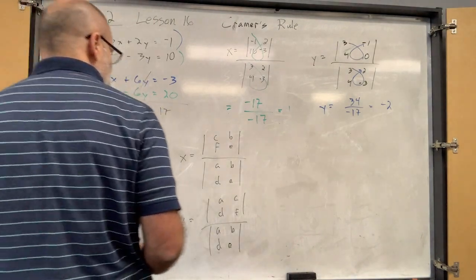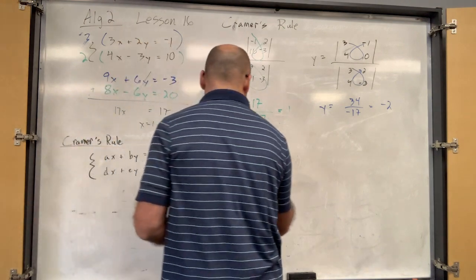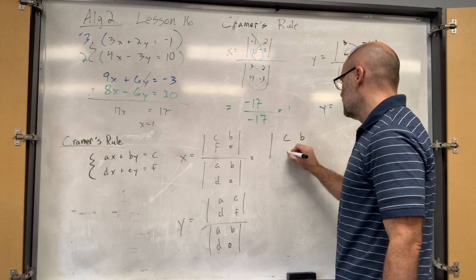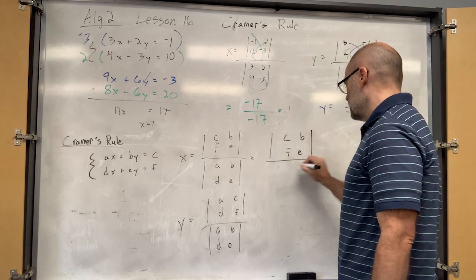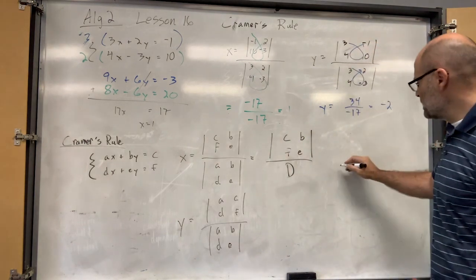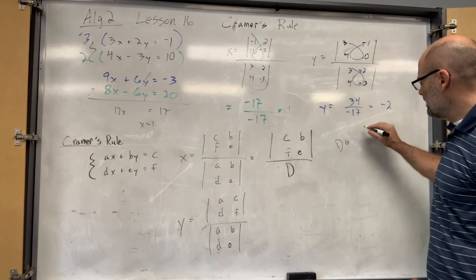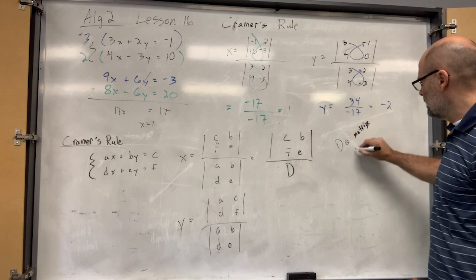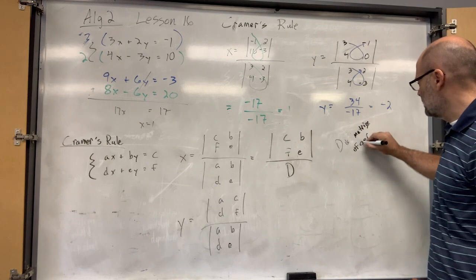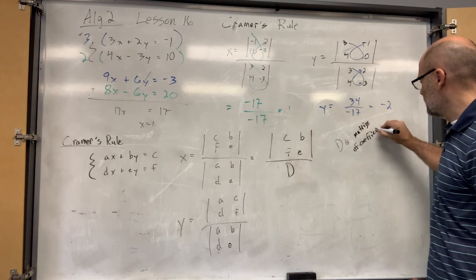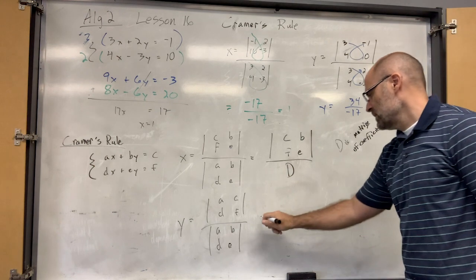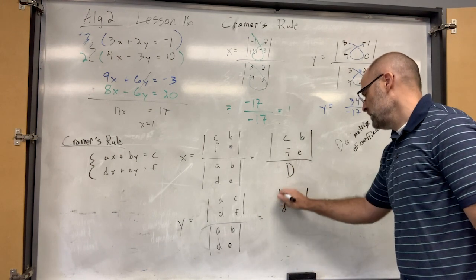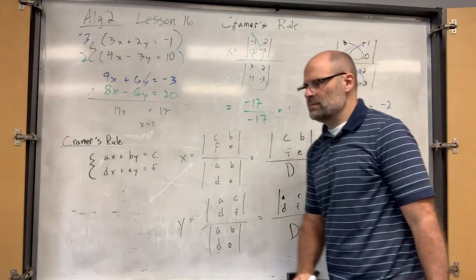Okay? You might see a capital D. D just represents the matrix of coefficients. And this equals A, C, D, F, all over that same matrix.